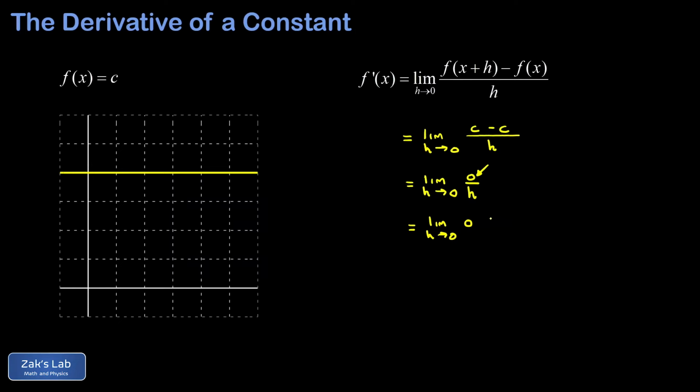Now I know the limit of a constant is just the value of that constant, so this limit turns out to be 0. So there's the derivative of our constant function. In other words, the slope of a constant function is 0 for any value of x.